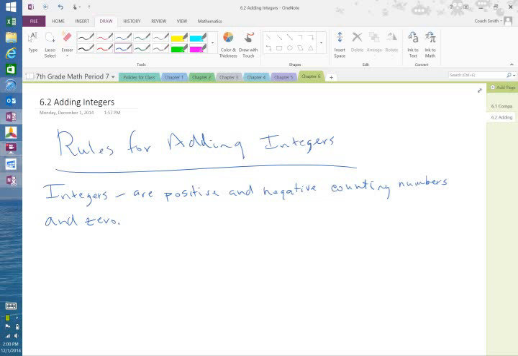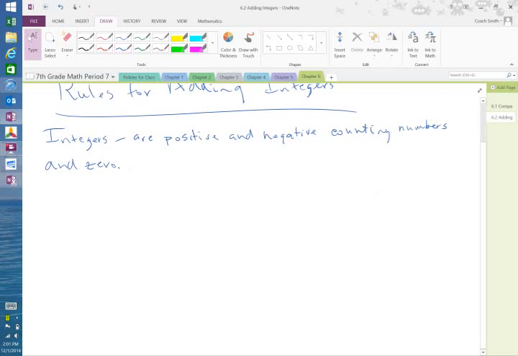What we're going to talk about today is that if we're adding integers, there are certain rules. Rule number one: if I take a positive plus a positive, it will equal a positive. So if I have positive 4 plus positive 5, that will equal a positive 9. Lily? Why does that work? Positive and negative counting numbers.